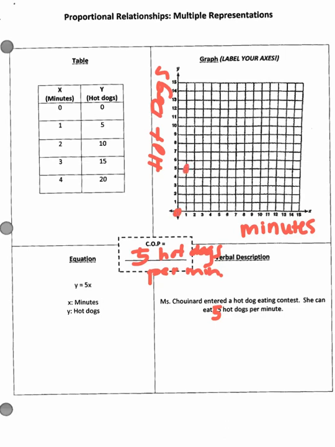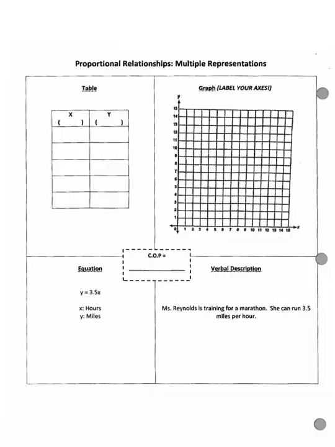1 minute is 5 hot dogs, 2 minutes is 10 hot dogs, and 3 minutes is 15 hot dogs. And we can connect all those points with a line. We'll try to make it a little bit straighter than that. There we go. So that's the first problem we have there.